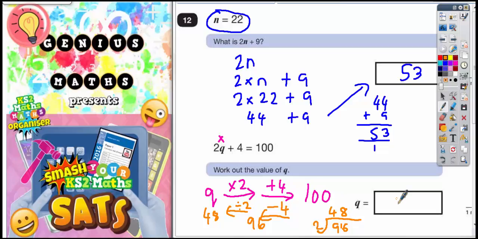The answer is 48. With these sorts of questions, you should always do a little check. So if you're saying that Q is worth 48, go back to the question and replace the Q with a 48 and see if it works. 2 multiplied by 48, well, that's going to be 96, and 96 plus the 4 does indeed get you back to 100. So the Q being worth 48 is going to be correct, because when you substitute it back into the question, it does give you the answer of 100.